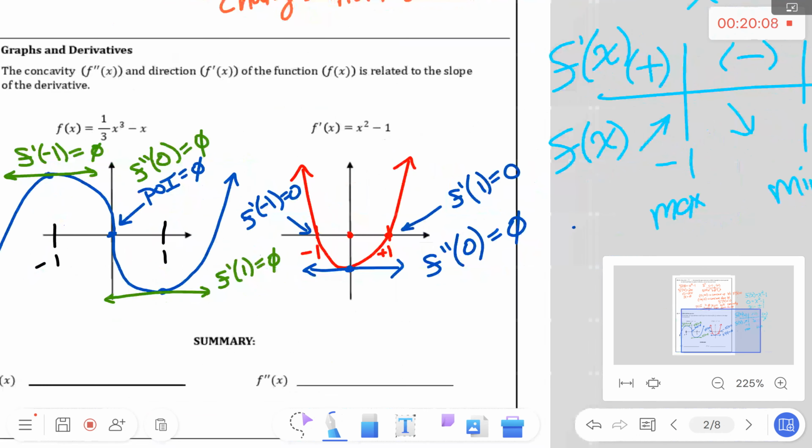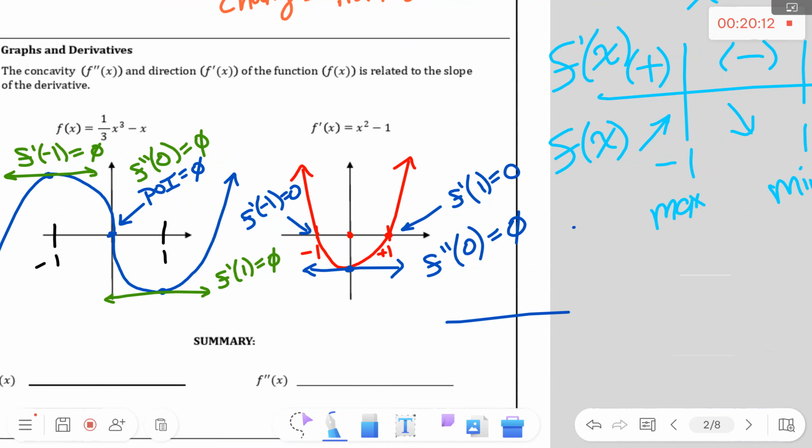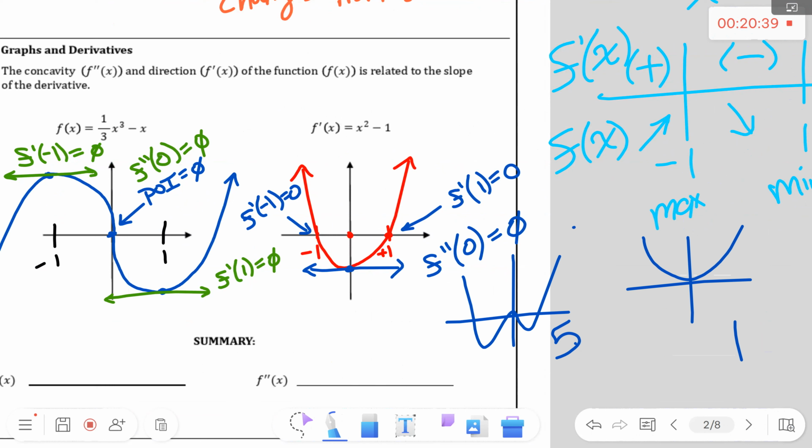Because we know in order for it to go through the zero, one of two things would have to be true. Our function would have to do this, or my function would have to do this. Follow me there? This one has how many critical numbers? This one has how many? 1, 2, 3, 4, 5. Follow me there?